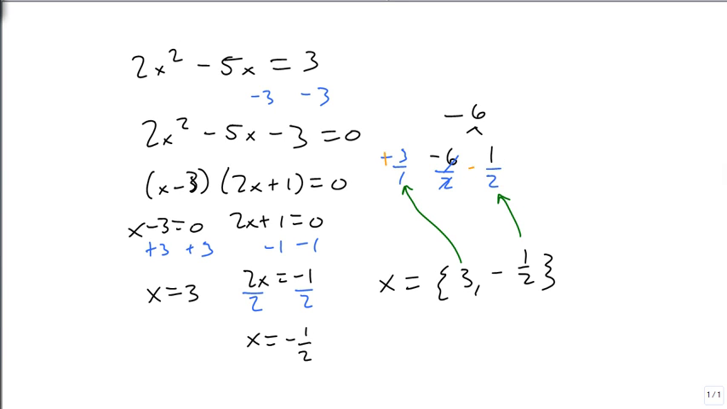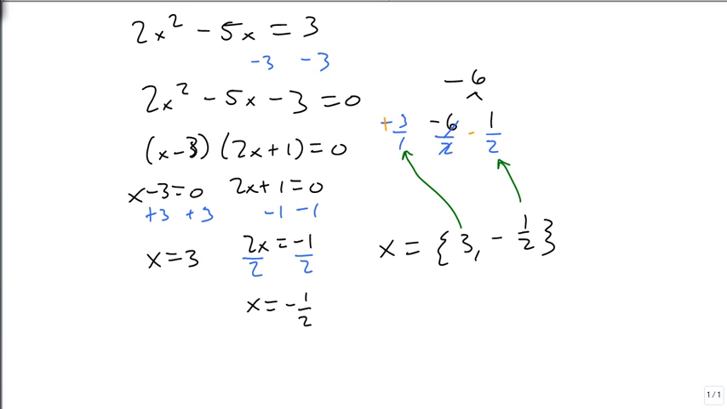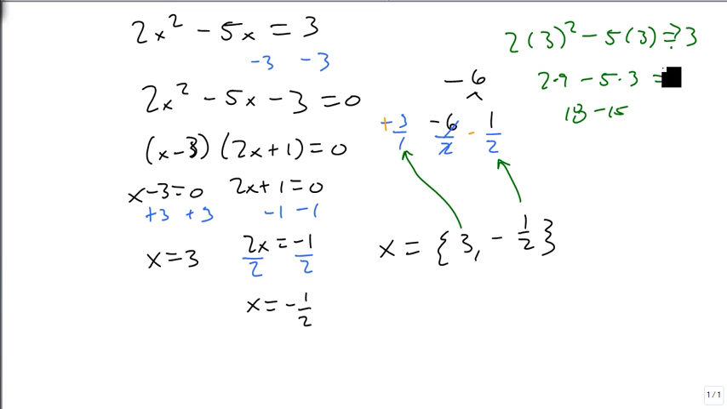Now, with all of this in mind, I also want to emphasize that it's important to go back and check our answer. So 2 times 3 squared minus 5 times 3, does that really equal 3? This is 2 times 9 minus 5 times 3, which is 18 minus 15, and sure enough, that equals 3. What about the minus 1 half?